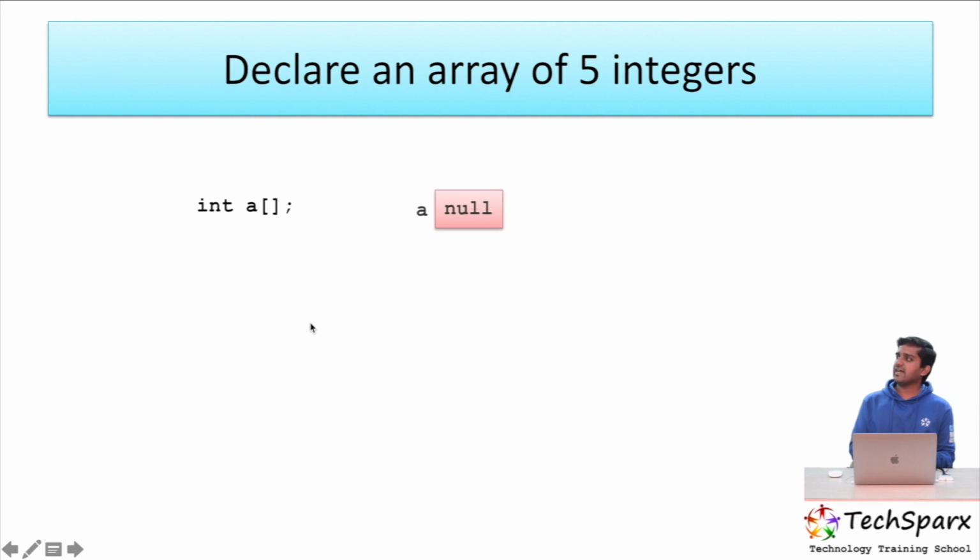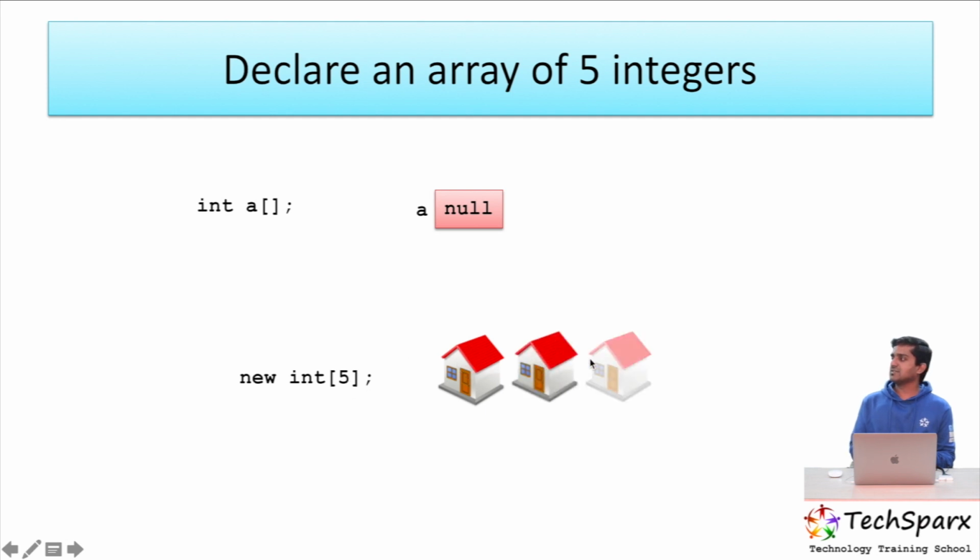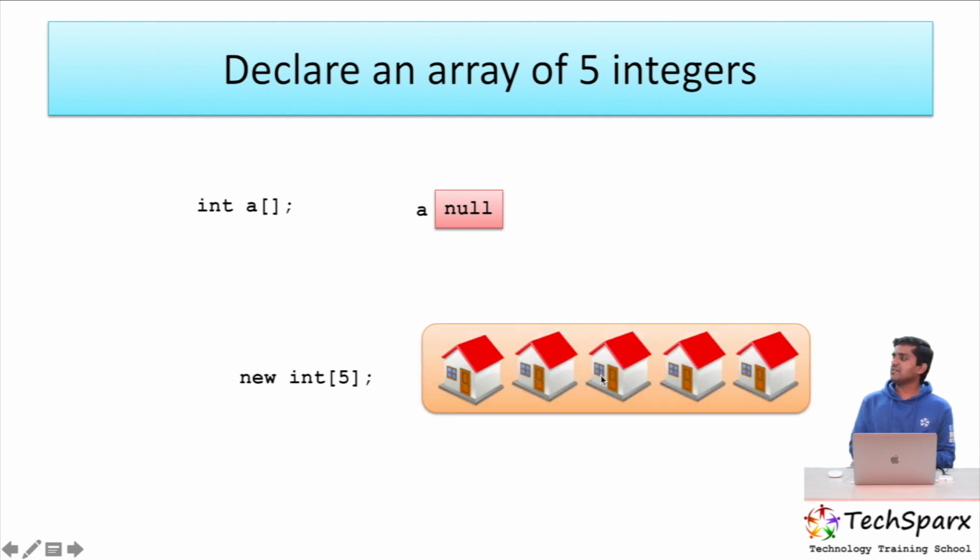Now how do you create the array? We will use the new operator. Sometimes they say new is an operator, sometimes they say new is a keyword, whatever it is. New is an operator which allocates memory. So what kind of memory? It allocates integer kind of memory. How many integers? 5 integers. One integer is nothing but an independent house. So 5 integers is nothing but 1, 2, 3, 4 and 5 integers.